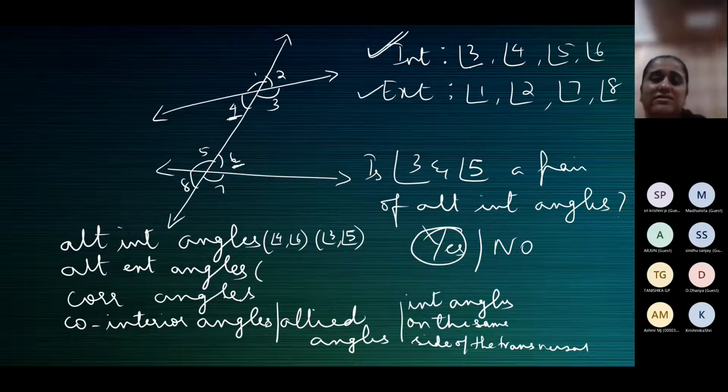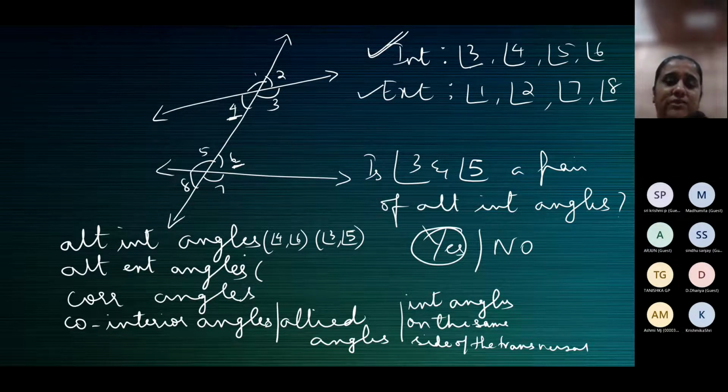Now, those who did not answer earlier, please take a chance. Tell me one pair of alternate exterior angles. Which are the exterior angles? 1, 2, 7, and 8. These are the exterior angles. Now, one pair of alternate exterior angles. So one should be on the left side, the other on the right side.